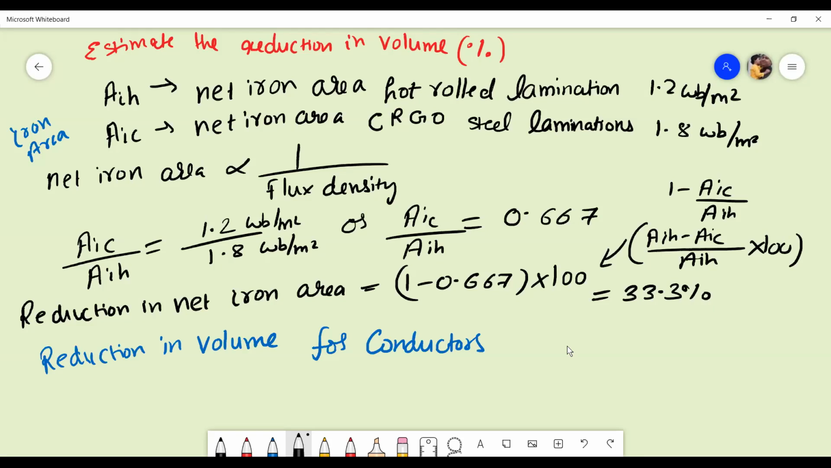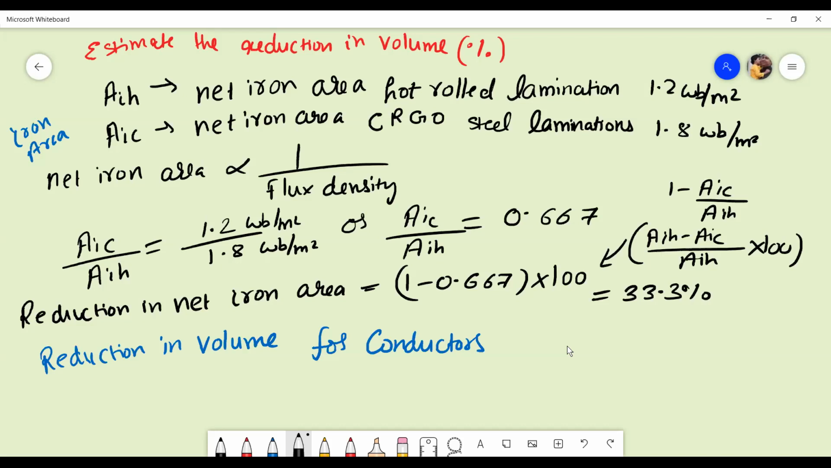And the net iron area is proportional to the flux density, but it is not directly proportional, it is inversely proportional to the flux density. That means that if the flux density increases, then the net iron area will reduce. Okay, you are having the flux density for both types of steel. Hot roll lamination is having 1.2 Weber per meter square, and the cold roll grain oriented steel lamination is having 1.8 Weber per meter square.